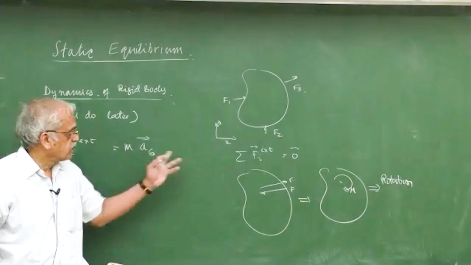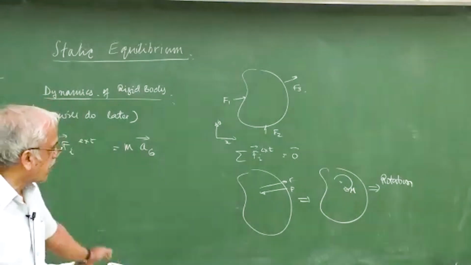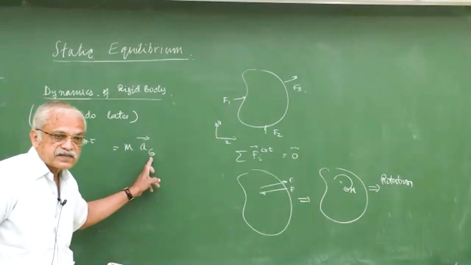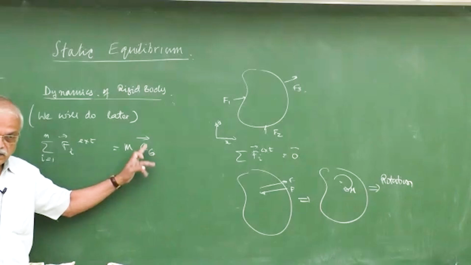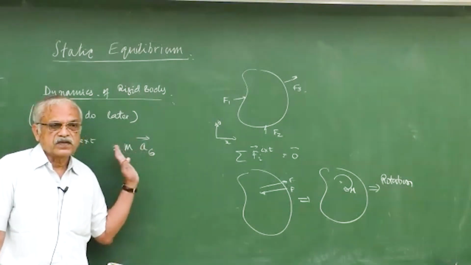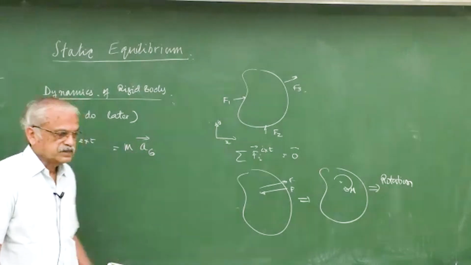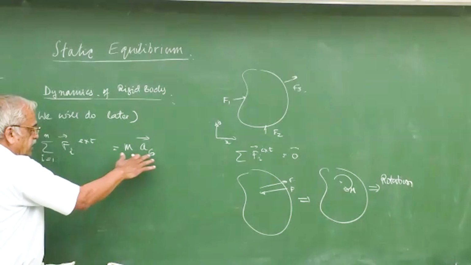This acceleration is for a point, so I have to put a subscript here to say which point it refers to. We will see these equations later. Please take it from me that we are going to derive all these equations. So the external forces summation is equal to mass times acceleration.